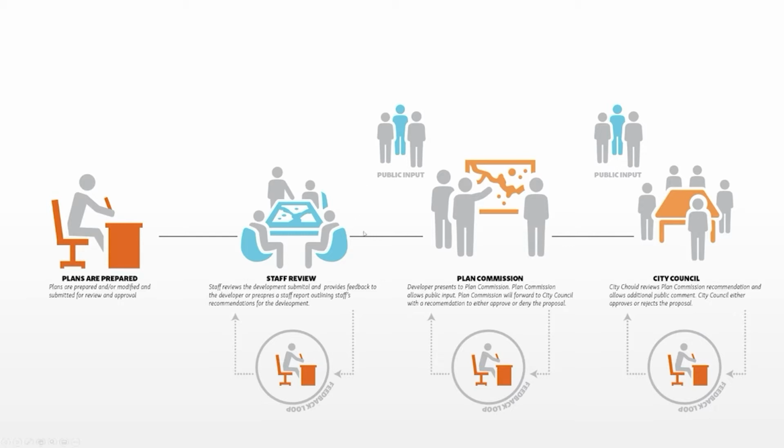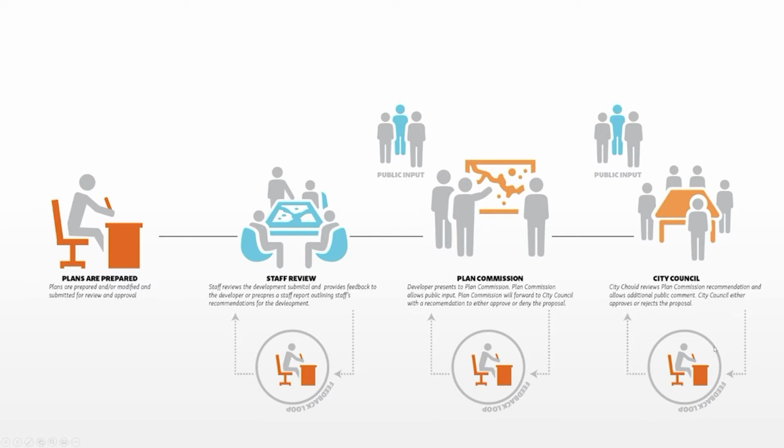So in a typical planning process, the developer prepares plans, they run it by staff. Staff can give them feedback, but ultimately that developer's proposal will go to Plan Commission. Plan Commission can take public input. They could also ask the developer for revisions. But then at some point they'll recommend either onto the village board or city council, whatever the elected body is, that they either want to approve or deny the proposal. And then finally, city council or the elected body will make a determination whether they want to approve or reject the proposal. Again, also providing an opportunity for public input as well as revisions by the developer.